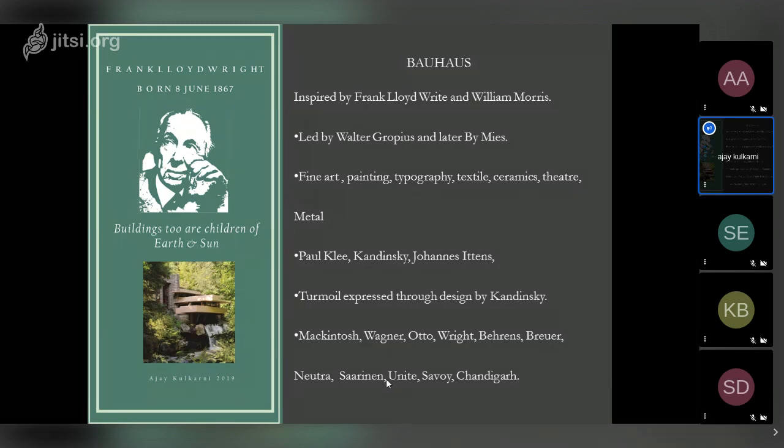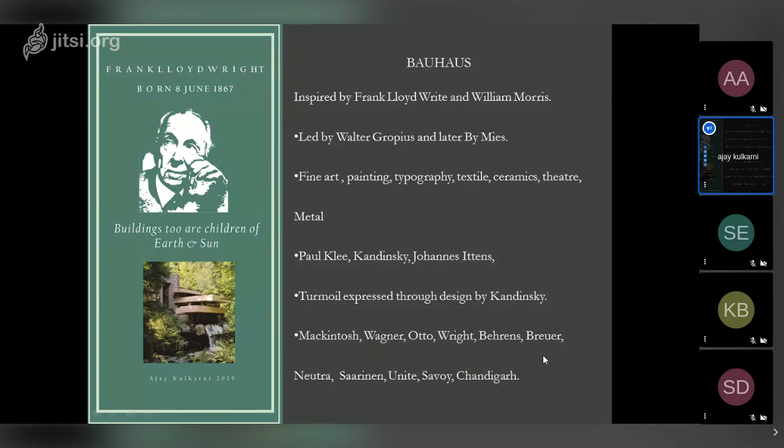May it be Paul Klee, Kandinsky, or whosoever it may be. So they're all experts from different parts of the world. And imagine the visual existence: Mackintosh, Wagner, Frei Otto, Wright himself, Behrens, Marcel Breuer, Richard Neutra, Saarinen and his son Saarinen. Then buildings like Savoye, Unité d'Habitation, and Chandigarh. So this is the visual world, and these are the people reborn.